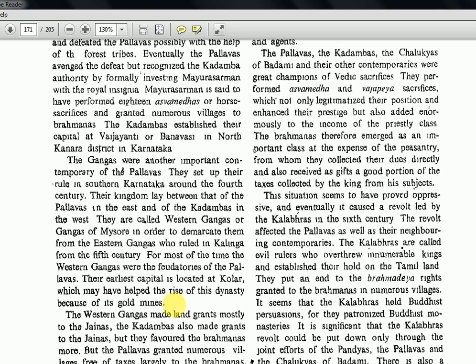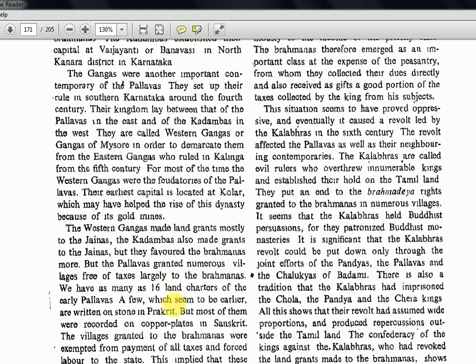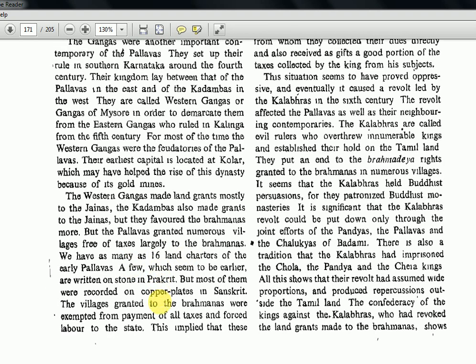Now the Western Gangas made land grants mostly to the Jainas. The Kadambas also made grants to Jainas, but they favored the Brahmanas more. In this Karnataka region, Jainas were getting land grants, but the Brahmanas were also favored more. The Pallavas granted numerous villages free of taxes, largely to the Brahmanas. We have as many as 16 land charters of the early Pallavas. A few which seem to be earlier are written on stone in Prakrit, but most were recorded on copper plate, in Sanskrit and Prakrit both. So any exclusive statement by UPSC will be wrong. Everything is there: stone, copper, Prakrit, Sanskrit.